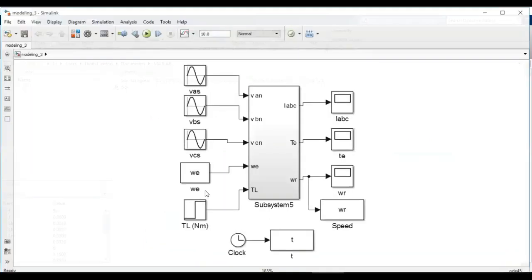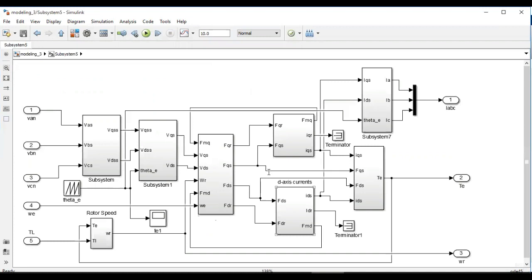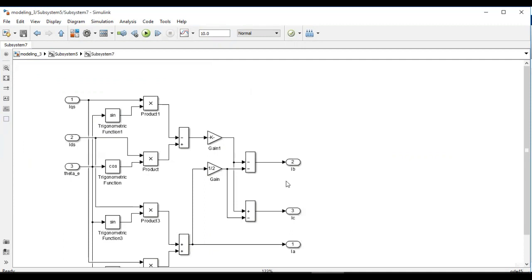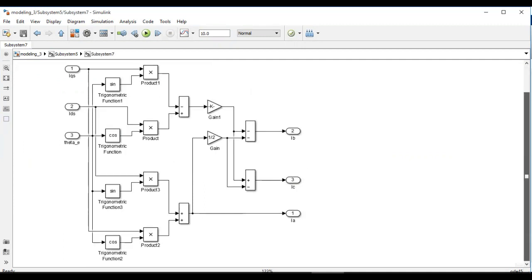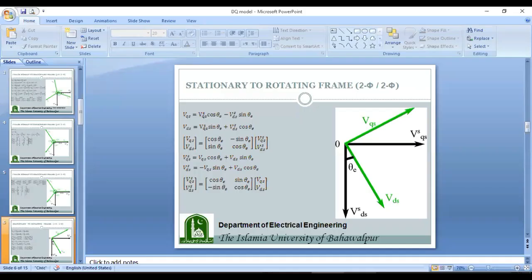So this simulation I have prepared by using that matrix model for calculating these phase currents from the model currents. So these are the model currents, and they are converted back from the rotating frame to the stationary frame by using this transformation. So VQS cos theta e plus VDS sin theta e. This same model can also be used for the currents. These expressions are given for voltages, and these same equations can be used for current. So IQSS will be equal to IQS cos theta e plus IDS sin theta e, and similarly for this.